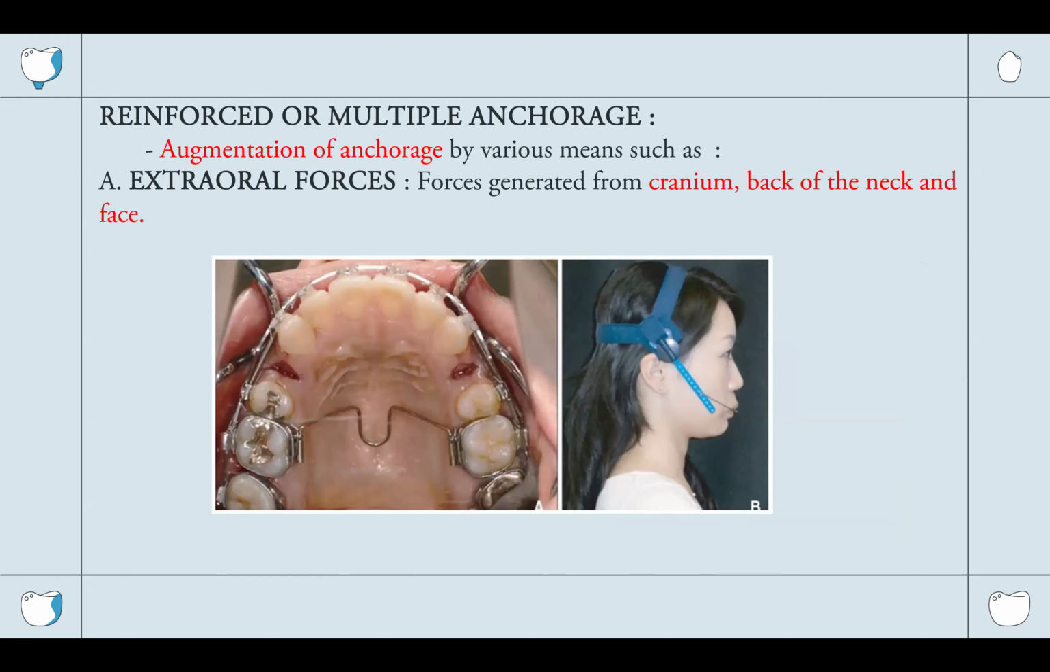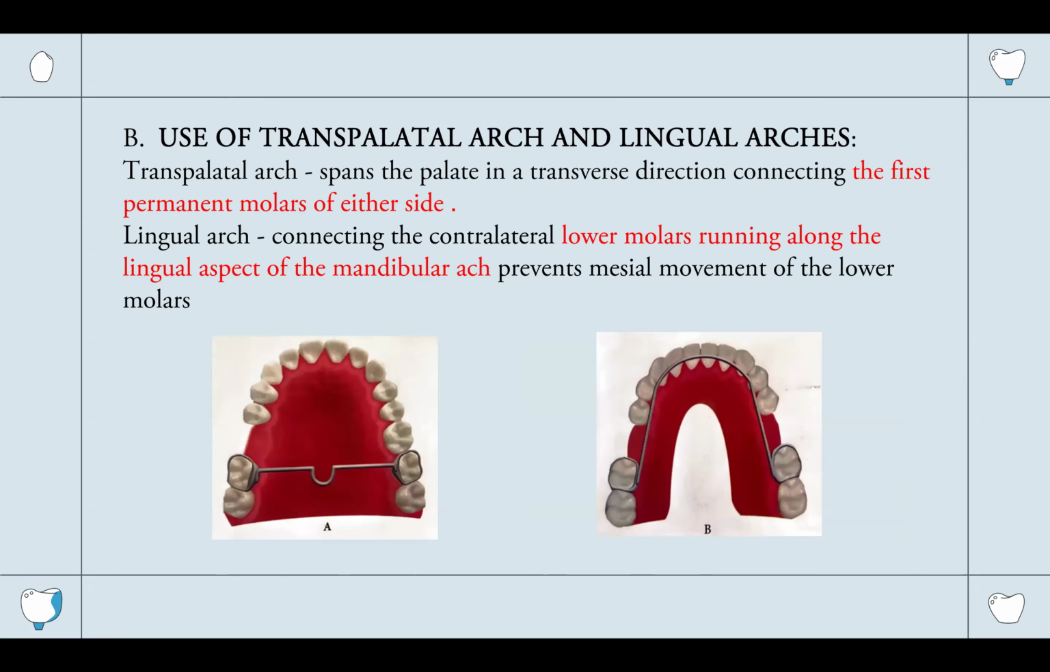What do you mean by reinforced or multiple anchorage? Augmentation of anchorage by various means such as external forces, that is, cranium, back of the neck, and the face. Use of transpalatal arch and lingual arches. Transpalatal arch spans the palate in a transverse direction, connecting the first permanent molars of either side. Lingual arch connects the contralateral lower molars, running along the lingual aspect of the mandibular arch, prevents mesial movement of the lower molars.